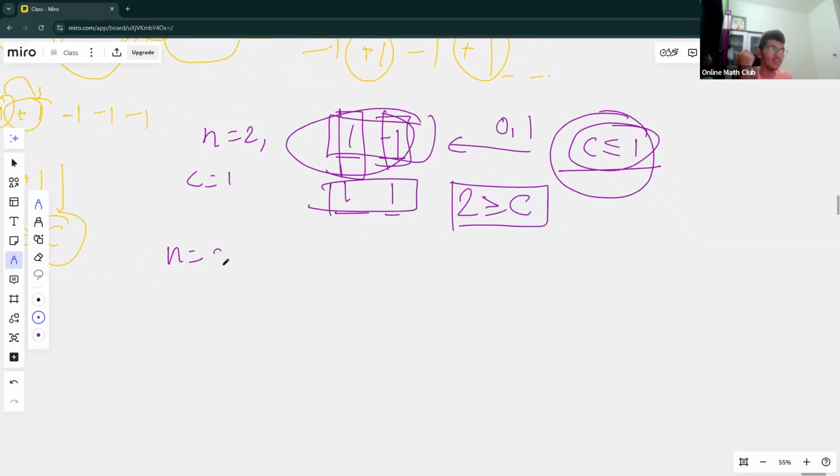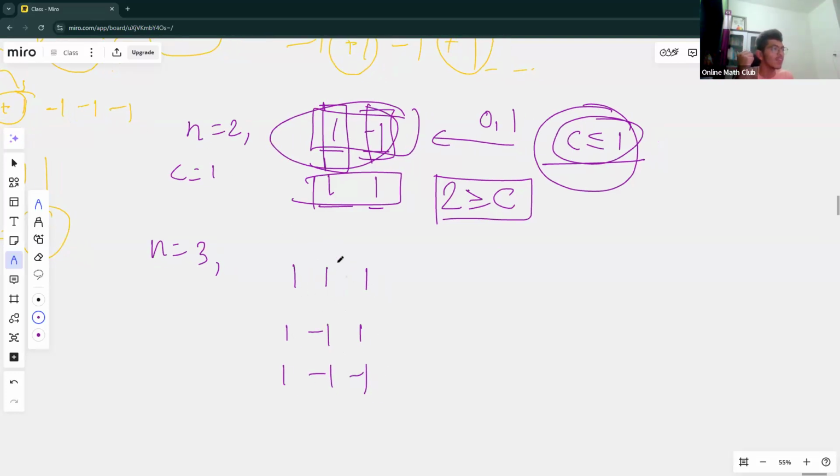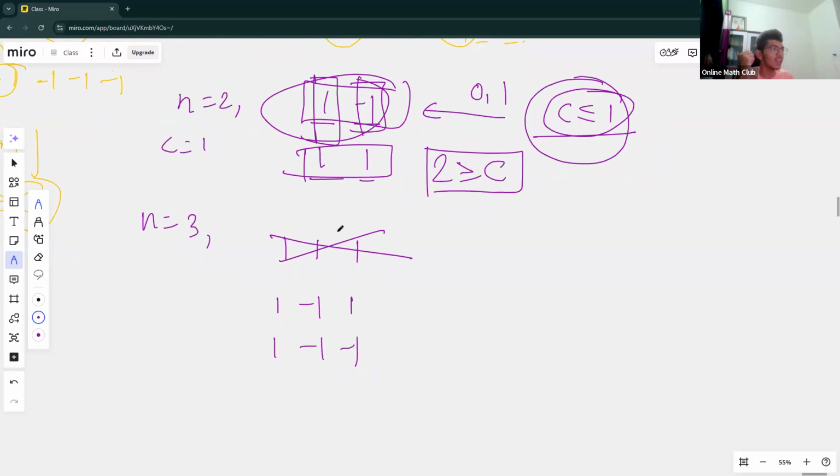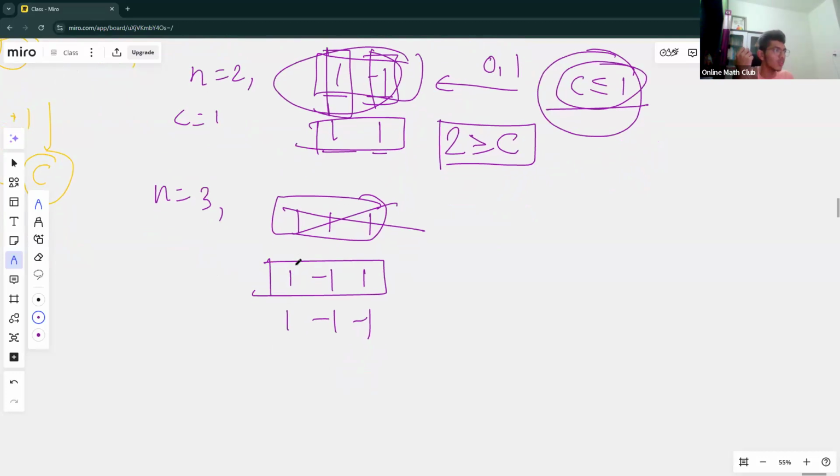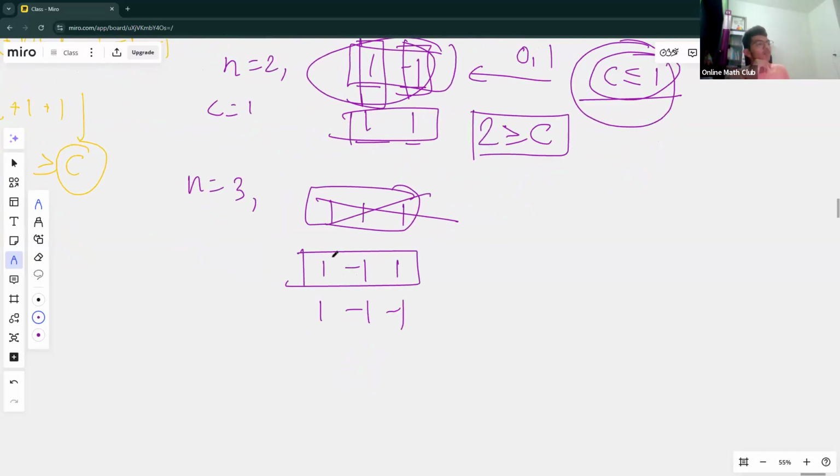Now suppose we start with n equal to 3. So suppose you have three numbers. They are 1, 1, 1, 1 minus 1, 1, 1 minus 1 minus 1. We can ignore these conditions because in this case we are already getting 3, but in this case we can never get 3. So we just look at this. Suppose you select this number and this number. You cannot get 3, but you can get sum 2. So you get sum equal to 2 here.